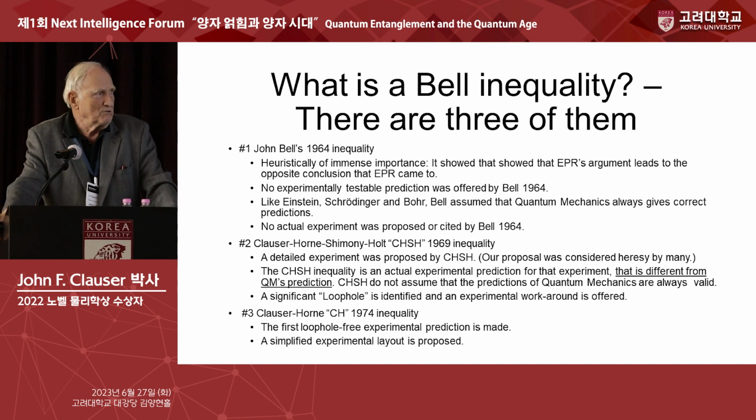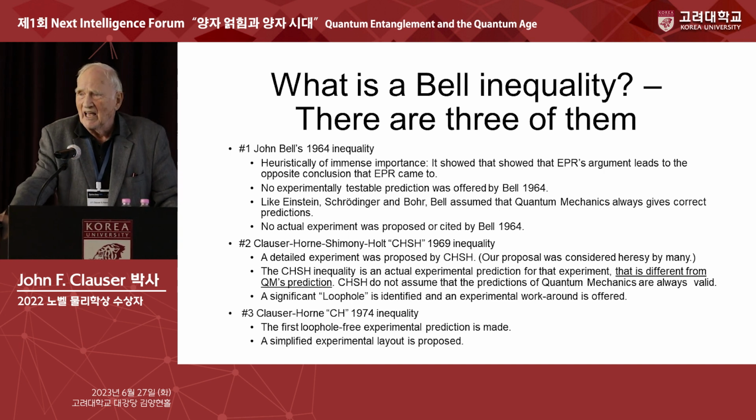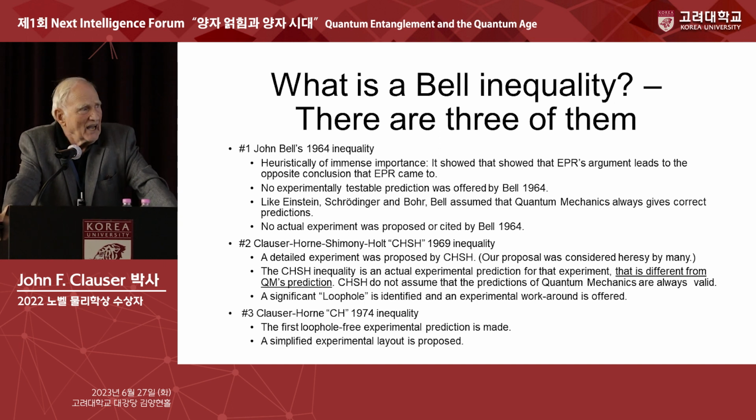Then in 1969, I collaborated with Mike Horn, Abner Shimoni, and Dick Holt, and we looked at this argument, and we concluded, gee, maybe somebody actually ought to do an experiment. This suggests that there might be a different prediction. It turns out you couldn't get a prediction from Bell's original inequality, but we reworked the inequality and came up with a new inequality, and that is the CHSH inequality. And it makes a very specific prediction, which is different from quantum mechanics.